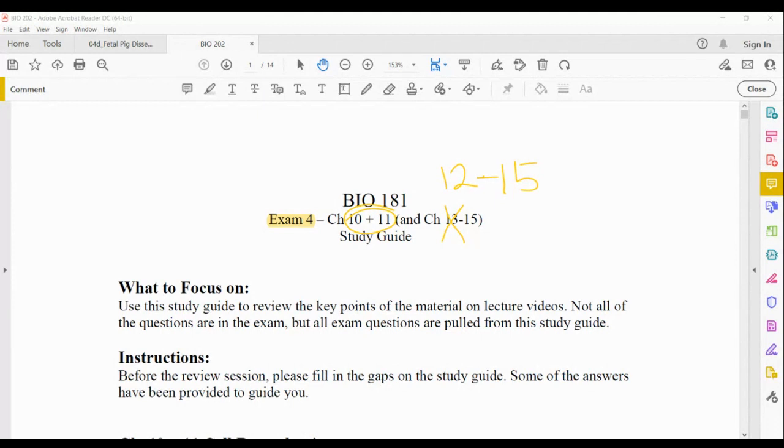Excellent. I hope that helps when you plan for taking the exam. Okay. And the major focus is on 10 and 11, right? 10 and 11. I actually don't think there's any single question from any other chapters. Okay.